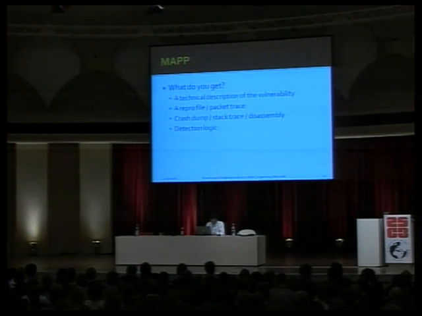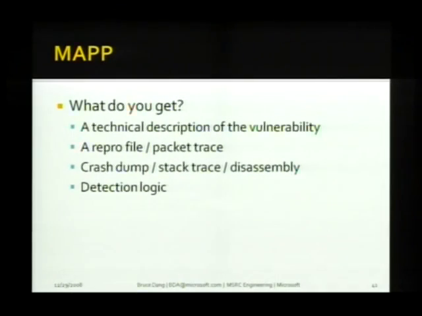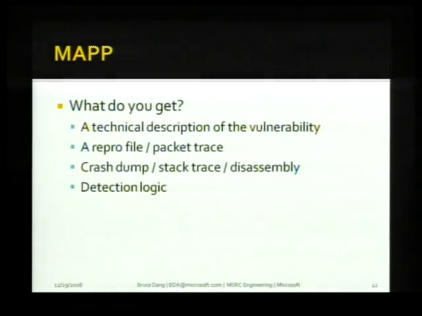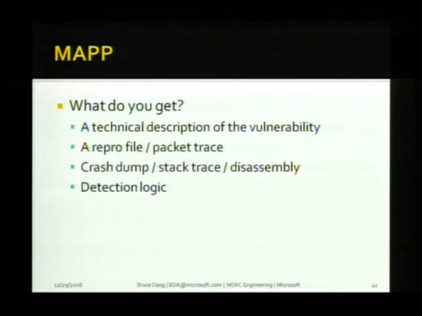All right. So what do you get with this MAP program? You get a technical description of the vulnerability and a repro file. I'll actually generate a file because I already know what the record is. If it's a network vulnerability, I'll give you a packet trace. And then it'll be a no-brainer. We'll also give you a crash dump, or even a stack trace, a disassembly, and sometimes I'll include annotations of the disassembly, because obviously I can't give source code. So I'll annotate the disassembly so that people understand what the vulnerability is.